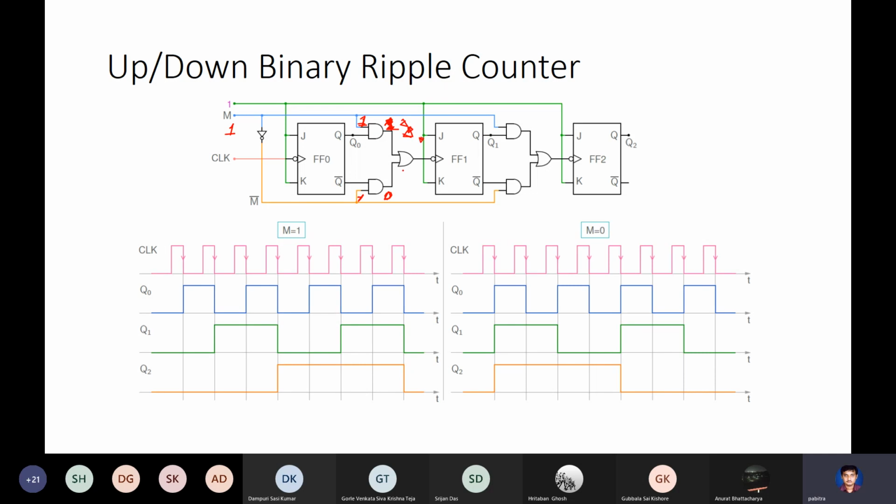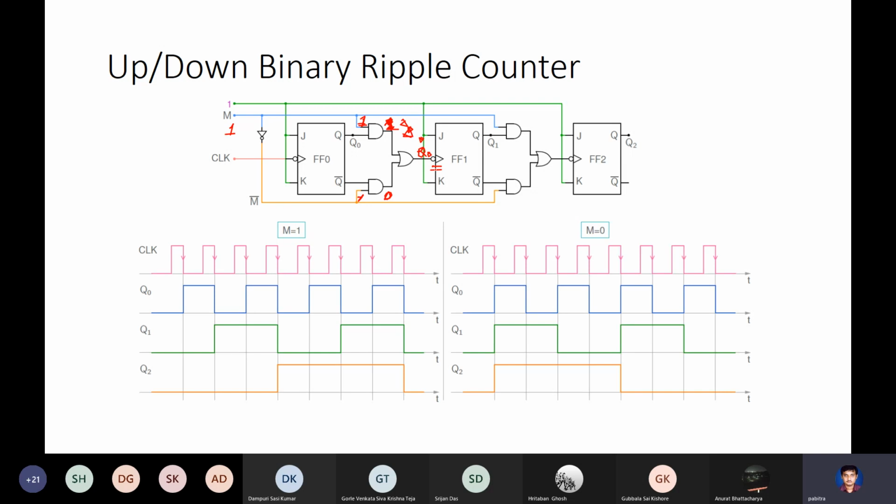And we have an OR here. OR of 0 with Q0 is Q0. So I have Q0 here, and I have a falling edge, a negative edge. So this acts like an up counter as we decided earlier. And this repeats for all the subsequent flip-flops.